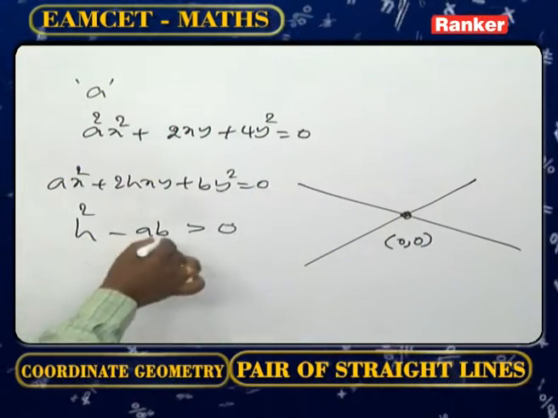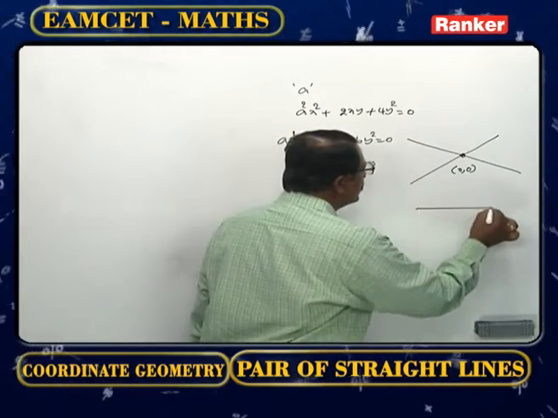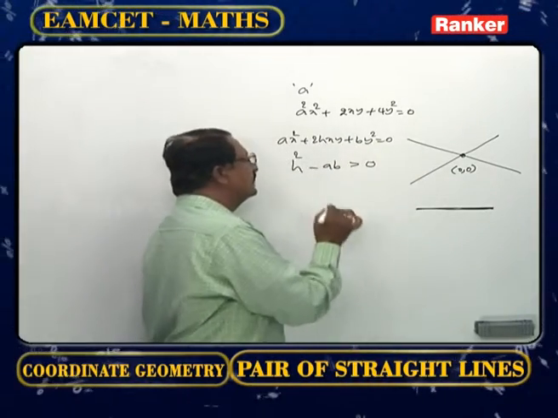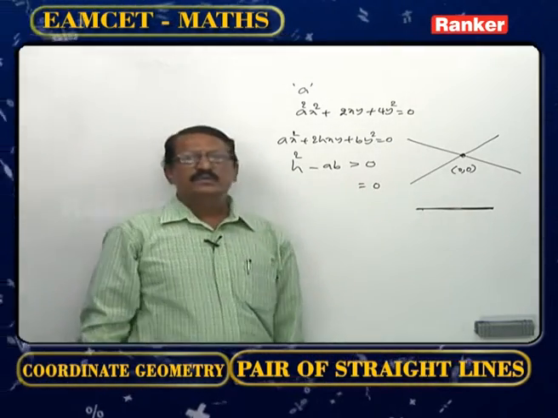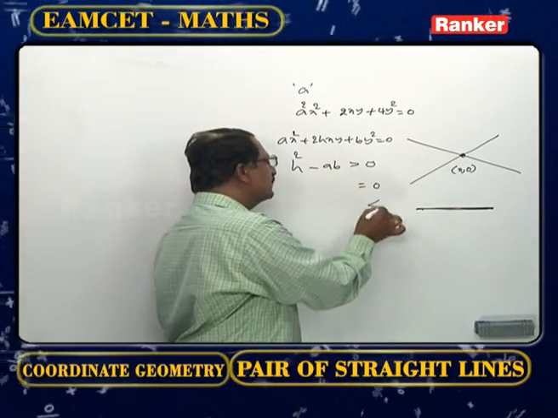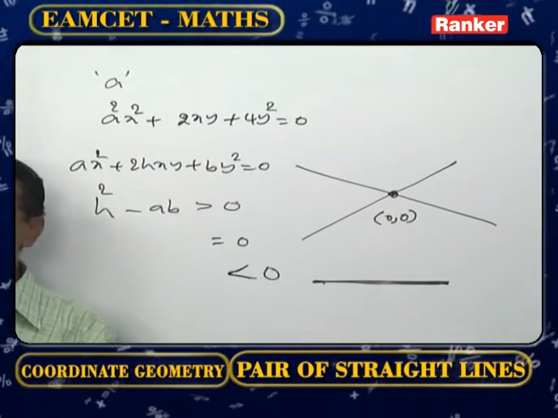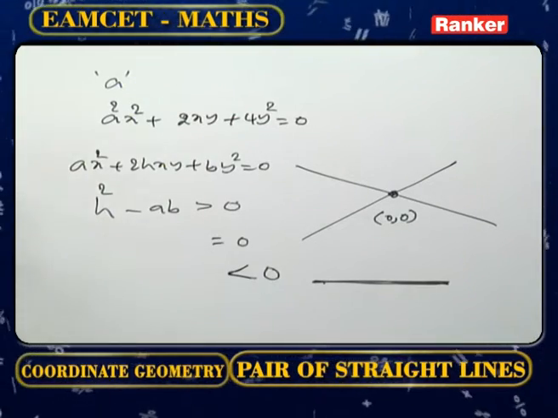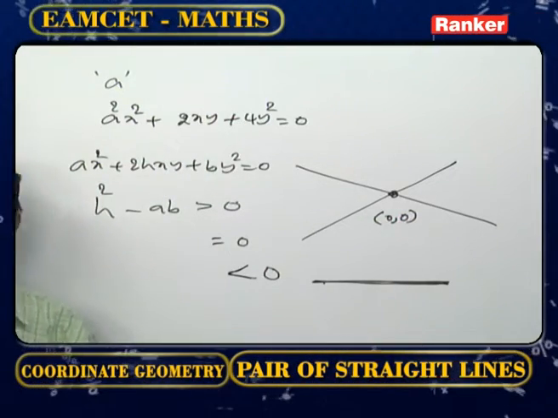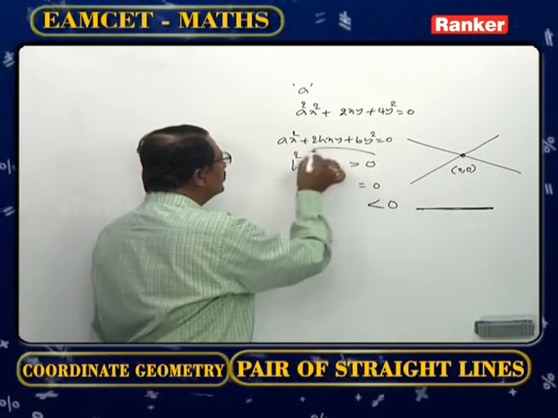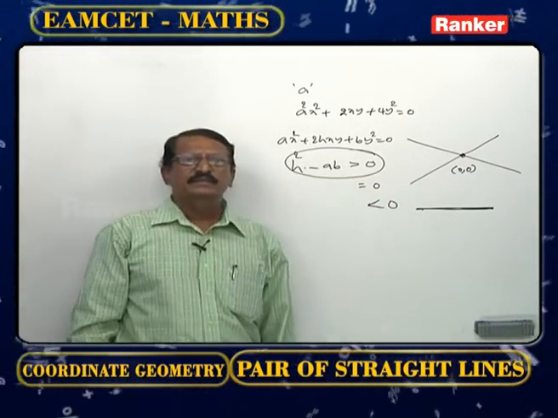If h square minus ab equals 0, the two lines are coincident lines, or only one line. If h square minus ab equals 0, the equation represents two real coincident lines. If h square minus ab is less than 0, a negative value, then the two lines are imaginary lines. Now, given the equation represents two distinct lines, meaning real lines, the condition is h square minus ab must be greater than 0.